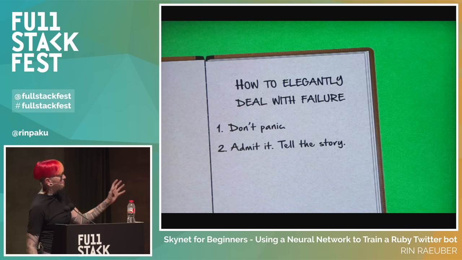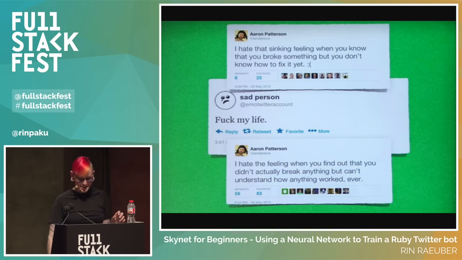Okay, second step: admit it and tell the story. So the story goes like this. One day, I was scrolling through my Twitter timeline, like every day, and I noticed there are really a lot of unhappy people on Twitter. Somebody should do something about that. At the same time, I had this idea to play around with artificial intelligence. So I thought, why not combine the two? That was how I came up with the idea of combining a Twitter bot and neural networks.